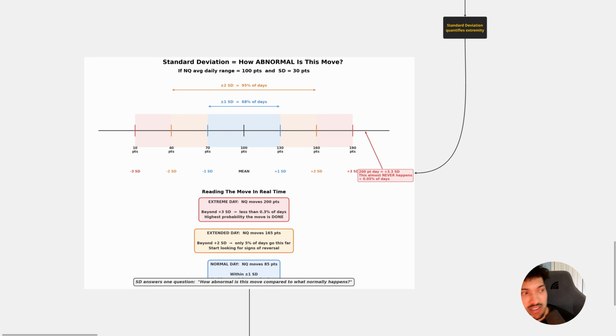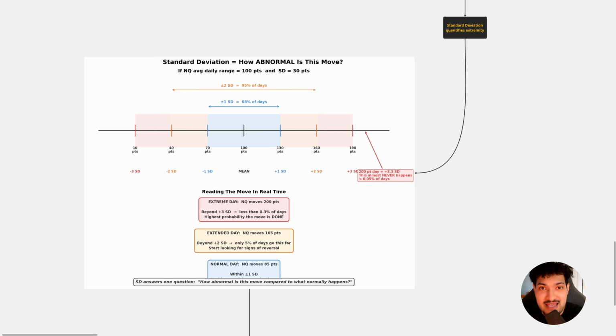Let's think about it like this. If NQ's average daily move, the average range, is 100 points and the standard deviation is 30 points, this means that on a normal day, NQ will move between 70 and 130 points. That is one standard deviation above and below the mean. But a 200-point day is more than 3 standard deviations above normal. That almost never happens. Statistically, a move like this happens less than 1% of the time.